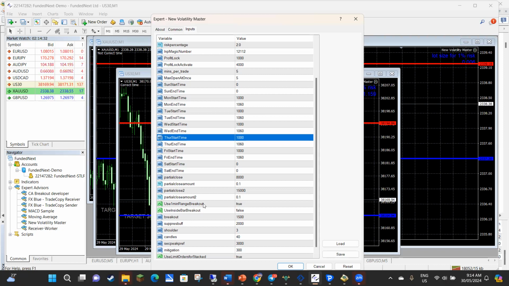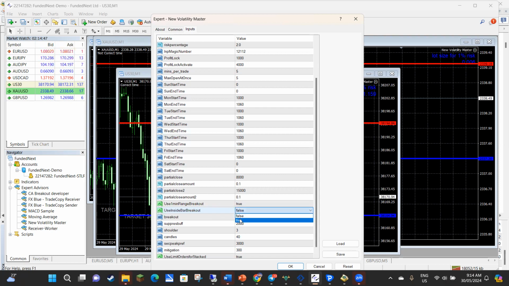These two, this is where you can select between the two different entry methods. So I've got it set to use the 1 minute range breakout to true. And it's nice and easy to change. You just double click the drop down and select. You can have it set to both of them true.